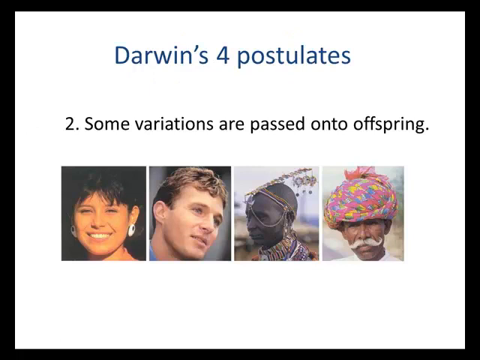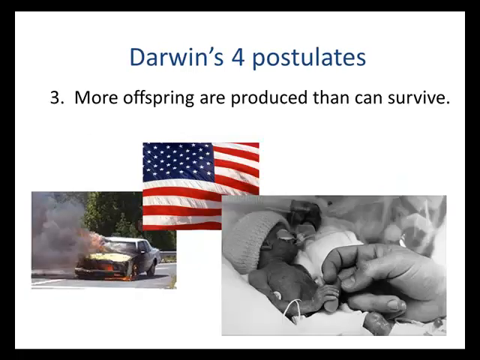The second postulate is that some of those variations are passed on to their offspring. You know this to be true. You look either a lot like your dad or a lot like your mom. You know that there are certain traits that were given to you from your parents. Those were passed on. The third is that more offspring are produced than can survive, and this really is a critical point here. You've got to start with the variability, but you have to also have some sort of driving force for change. So for humans, things like war, car accidents, premature births.